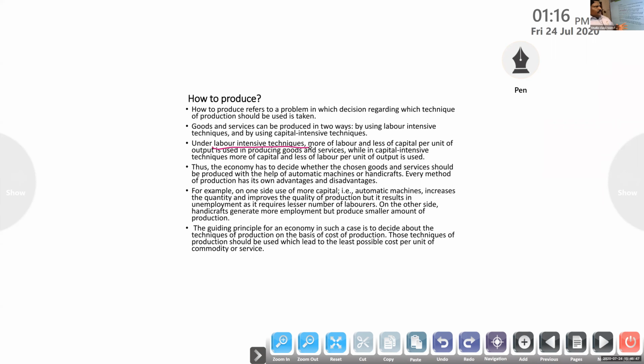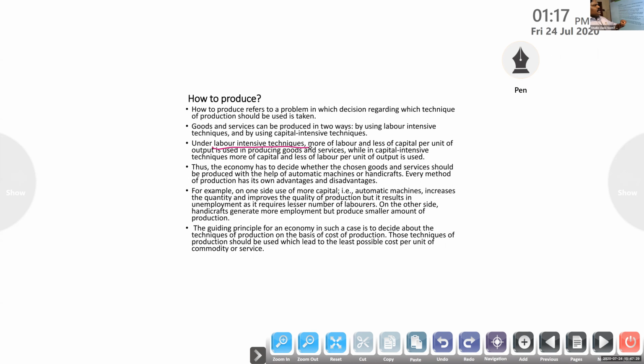So if you are using labor, that idea has advantages and disadvantages also. What are the advantages of using more labor? Of course, we can generate more employment. A number of people will get a chance to participate in productive activity, and they can make money. They can earn income, and as a result their standard of living will increase. So that's an advantage. And what is the disadvantage?